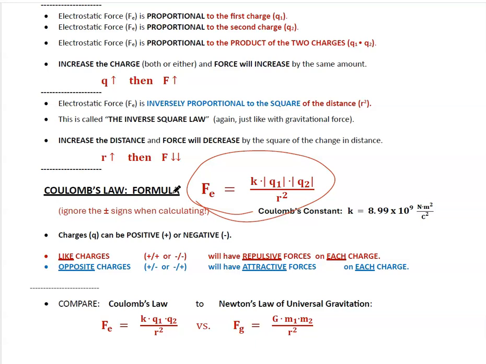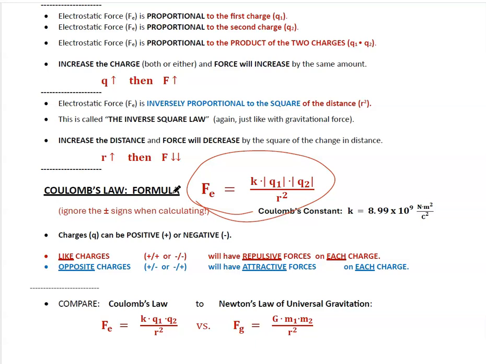All right, so why do we keep the charges as absolute values? Why are we making them all positive in our calculation? Because we just want to determine how big the force is. It could be an attractive force, it can be a repulsive force.